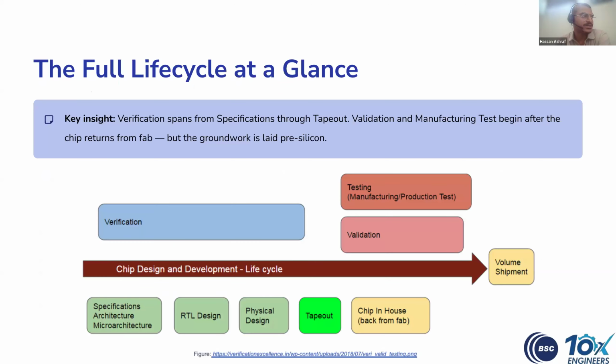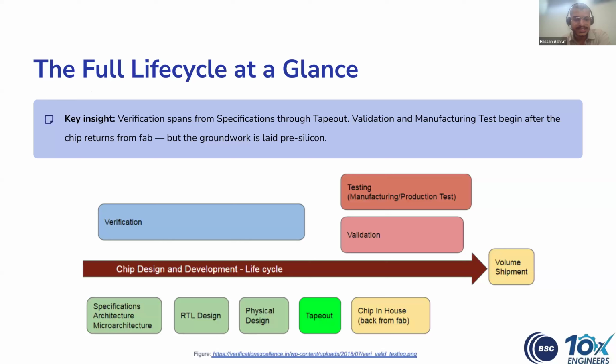So the main point is where the verification fits in this life cycle. This diagram ties it all together. Verification spans from specifications through tape out. Validation and manufacturing test begins after verification, after fabrication. So the key insight: groundwork for post-silicon testing is laid pre-silicon. Test bench, reference models, debug tools, all should be designed for reuse. When silicon returns, you do not want to start from scratch.